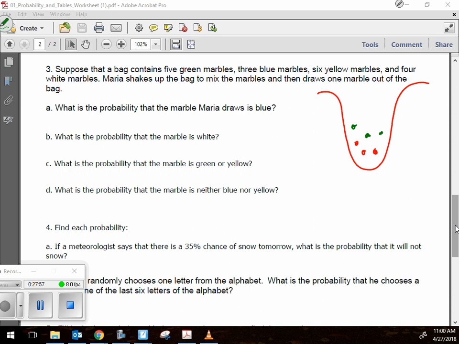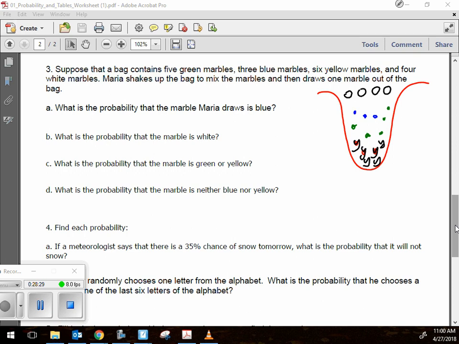So 5 green marbles, 1, 2, 3, 4, 5 green ones, 3 blue ones. What if you're having to write 6 yellow marbles and you don't want to use the color yellow? Well, you actually have an iPad, so you could do yellow. But I could write Y for yellow, yellow, yellow, yellow, yellow, yellow. There we go. And last 4 white ones. I like to do those as empty black ones, but you can do it any way you want to.